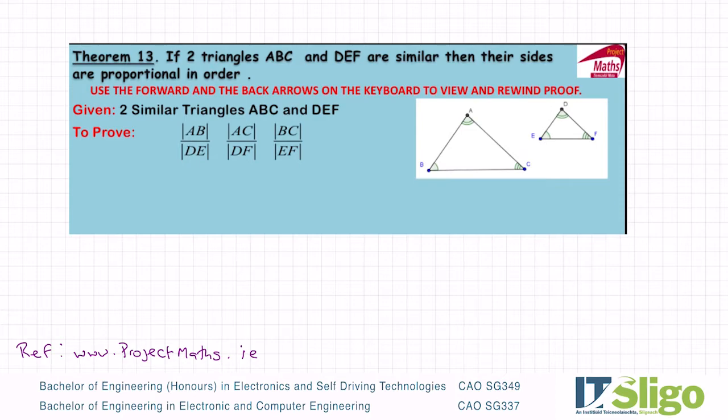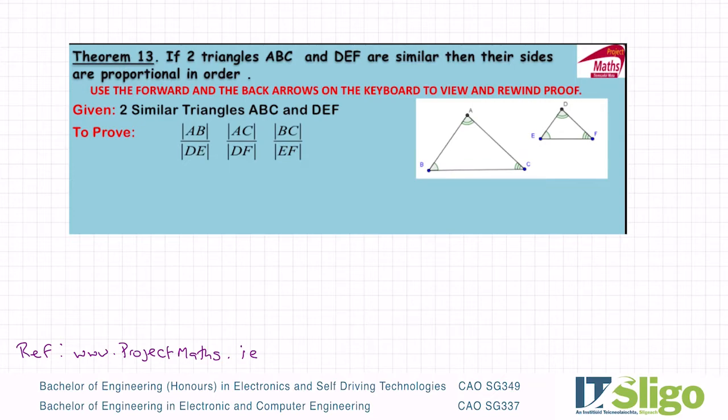Right, so let's get on with the proof then. So what are we given in this one? So just like any other proof, these are your headings. We are given two similar triangles, ABC, DEF. Okay, we're to prove that the sides are in proportion.